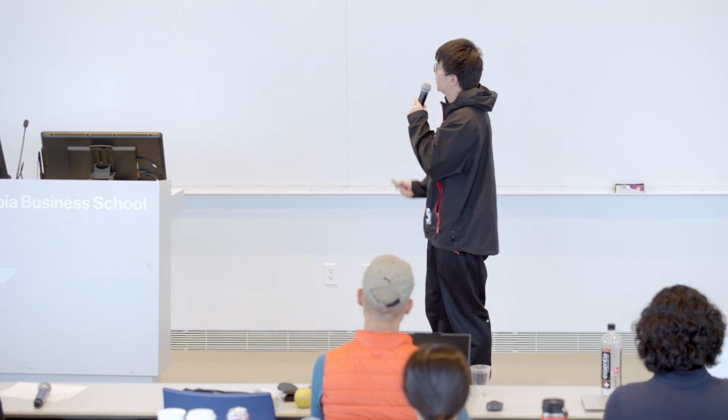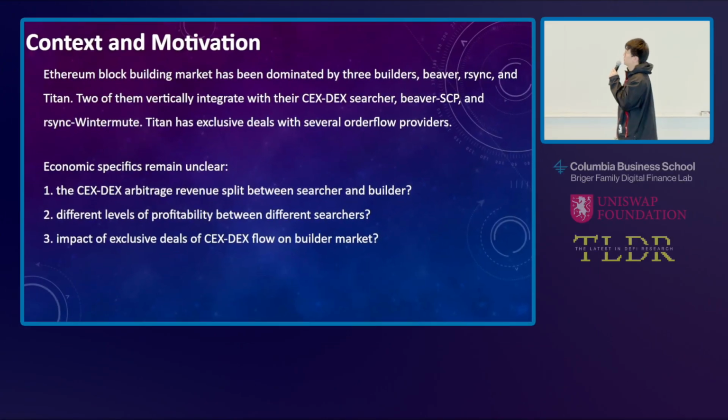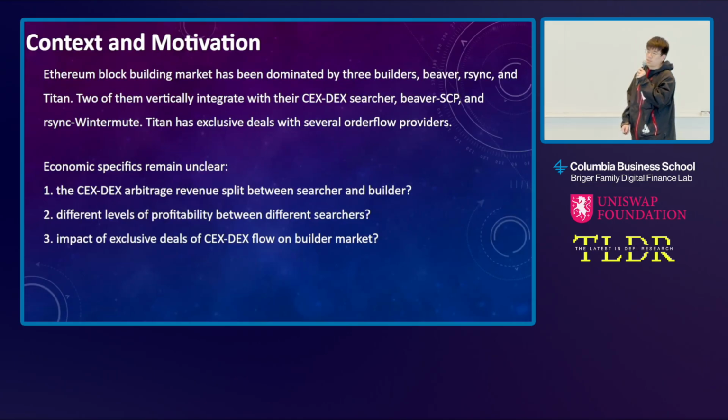So a bit of context and motivation. Currently, the Ethereum builder market is dominated by 3 builders: Beaver, Rsync, and Titan. Two of them are vertically integrated with their own SegTex searcher: Beaver with SCP and Rsync with Wintermute. And Titan has exclusive deals with a bunch of other flow providers, including SegTex searchers as well.